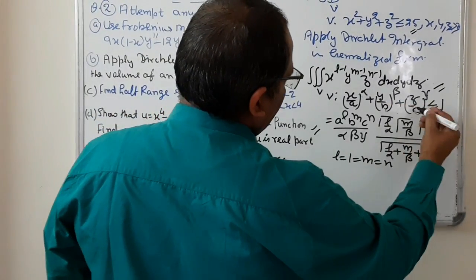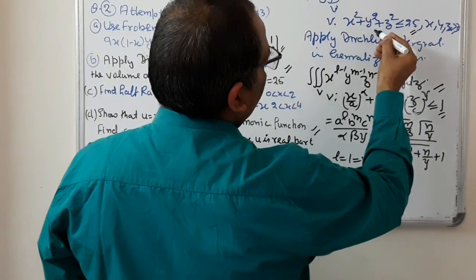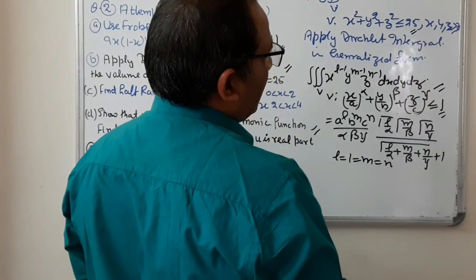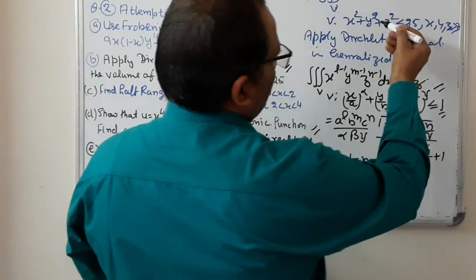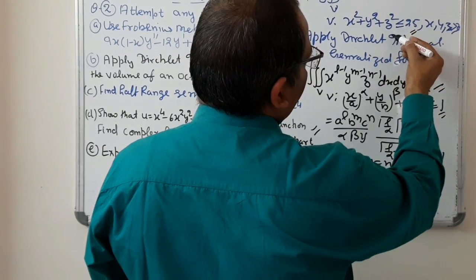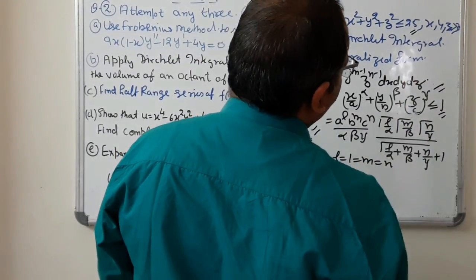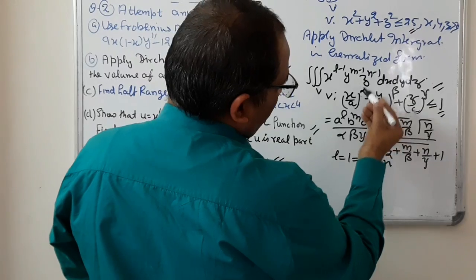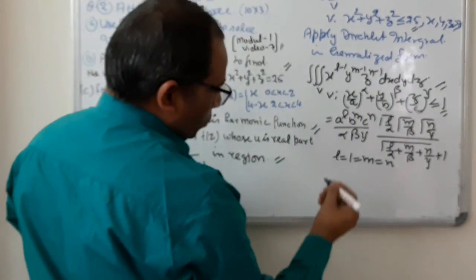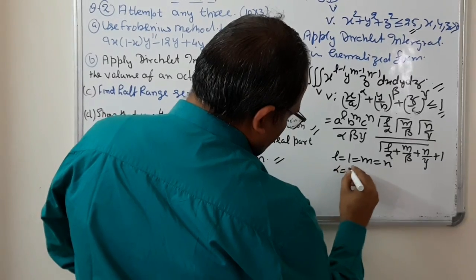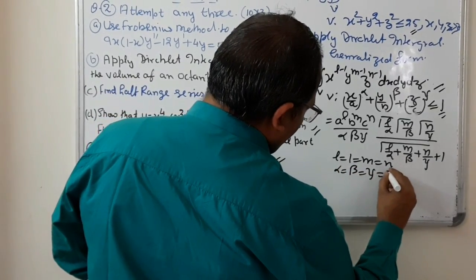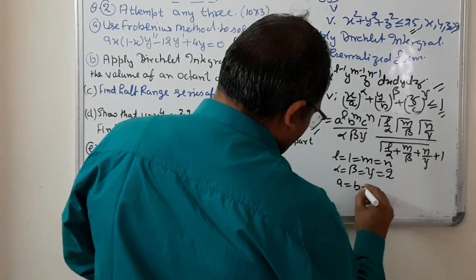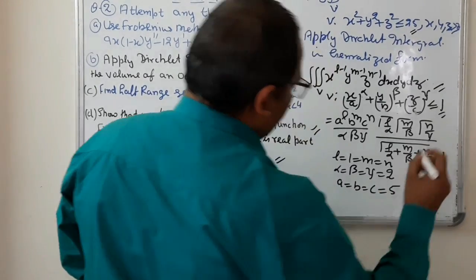Now we compare a, b, c. Here the region is given as x square plus y square plus z square less than or equal to 25. Dividing by 25 on both sides, we get (x upon 5) whole square plus (y upon 5) whole square plus (z upon 5) whole square. That means a, b, c equal 5, and alpha, beta, gamma mean the powers of the region, which are 2, 2, 2. So alpha equal to beta equal to gamma equal to 2, and a equal to b equal to c equal to 5.